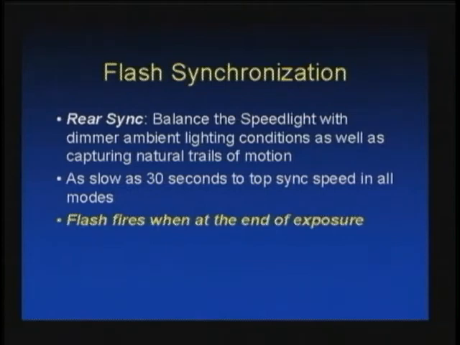Now, slow sync and rear sync can be exposed all the way down to the camera's slowest shutter speed of 30 full seconds in an automatic mode. So you can shoot in program mode or aperture priority mode, physically set an aperture, and now what will happen is the camera will choose the appropriate shutter speed. You can also choose shutter priority or manual exposure control and set the physical shutter speed based on the parameters you need to do your type of photography.